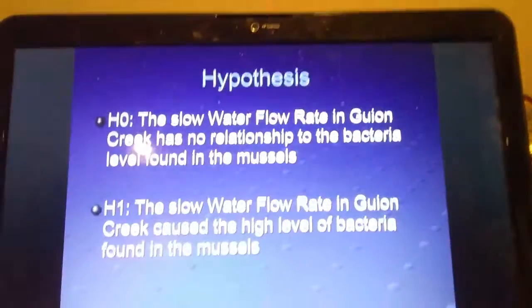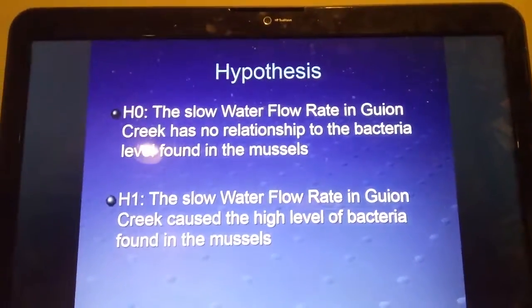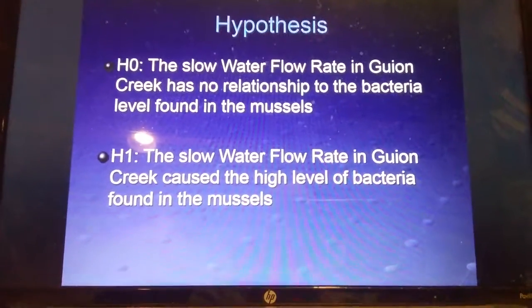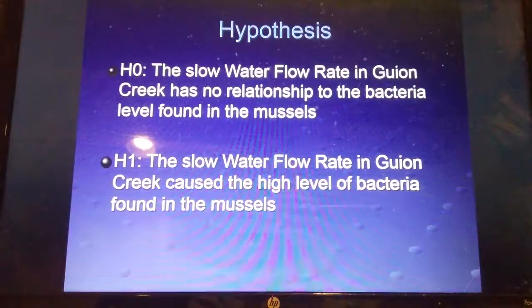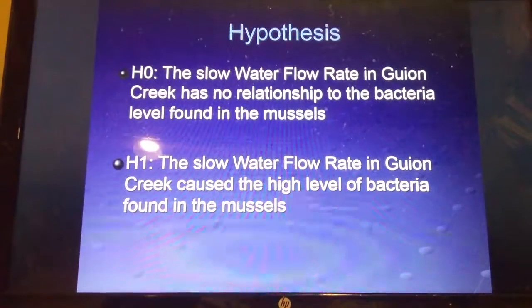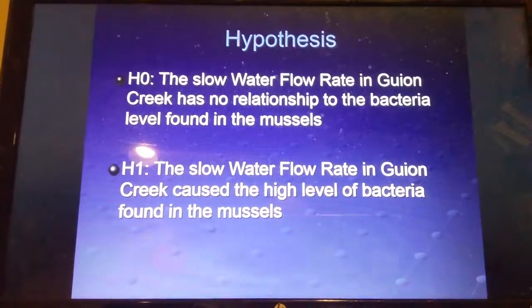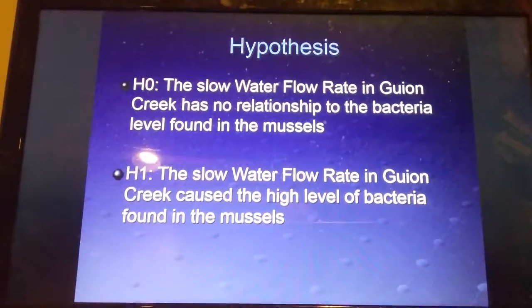So here you can see, I'm trying to adjust the light, it's not very good. The hypothesis here is the H0, remember H0 means no effect. The slow water flow rate in Guyang Creek has no relationship to the bacterial level found in the mussel. However, we are really not to say, oh, we are testing there's no relationship.